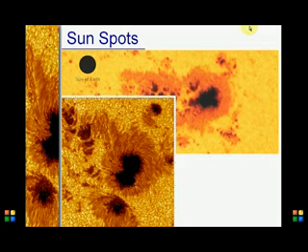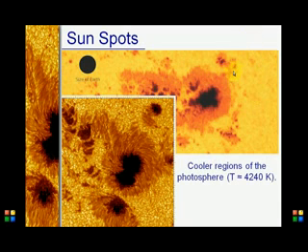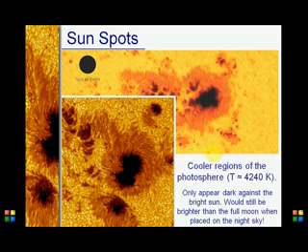Okay, the sunspots, which are, as we said, the feature that can tell us about the solar activity. What are sunspots? They are cooler regions of the photosphere. The temperature is equal to 4240 kelvins. We said that the photosphere is almost 6000 kelvins. They only appear dark against the bright sun; they would still be brighter than the full moon when placed on the night sky.